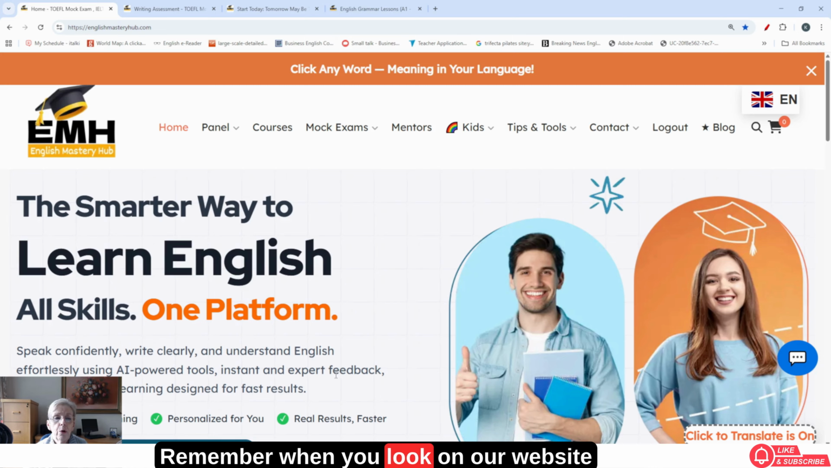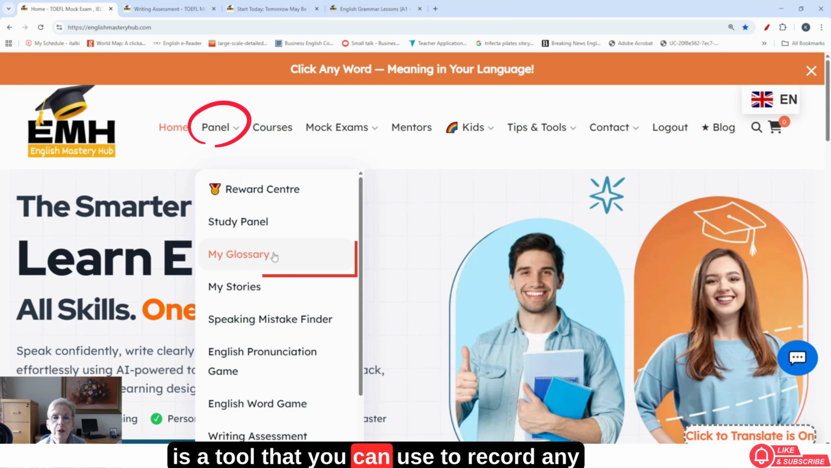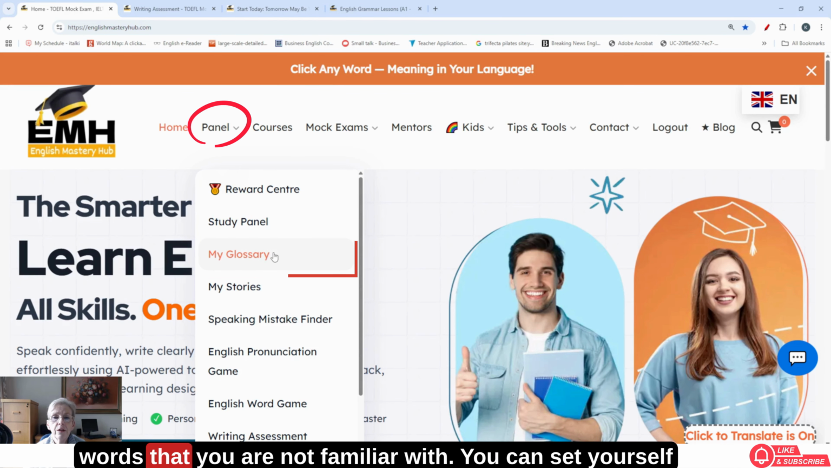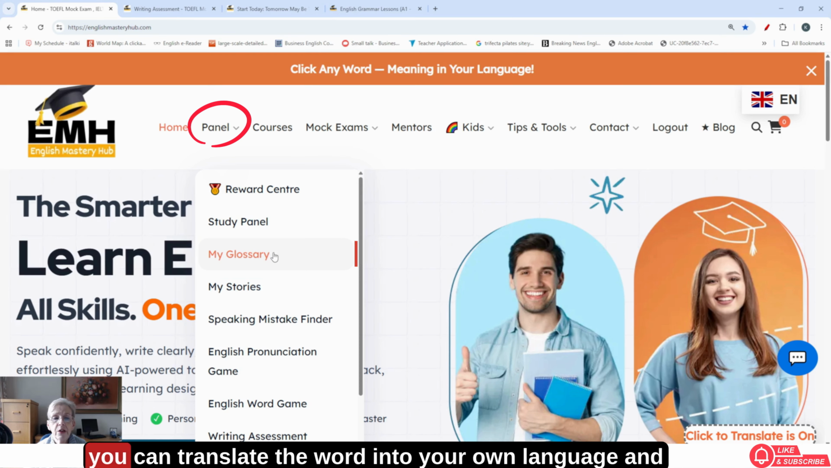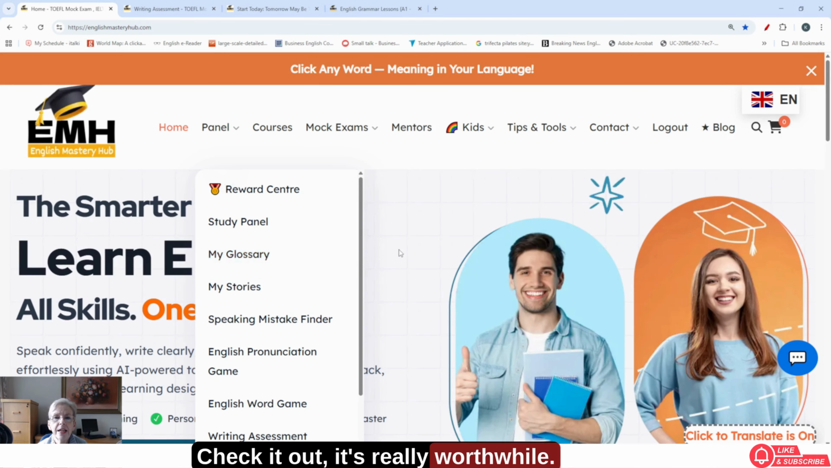Remember, when you look on our website to find my glossary, you go to the control panel, and this is a tool that you can use to record any words that you are not familiar with. You can set yourself reminders. You can translate the word into your own language, and this is your own personal dictionary to help you improve your vocabulary. Check it out, it's really worthwhile.